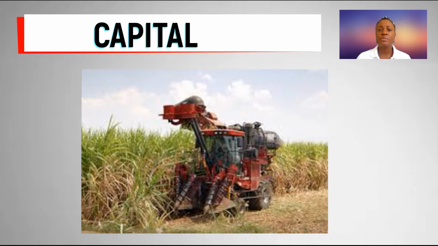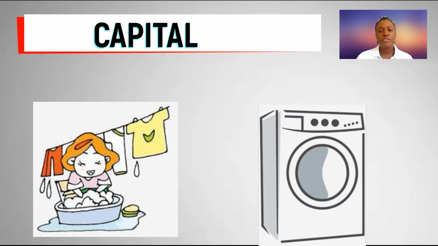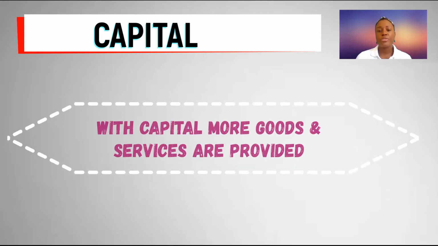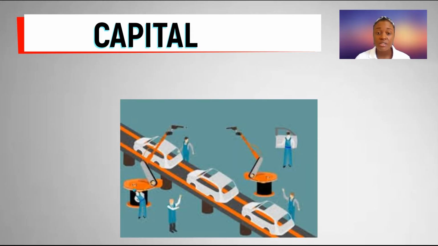Can you imagine if people still had to use their hands to wash their clothes? Oh my word, that would take so much work. But now we have washing machines. So there is no doubt that with the use of capital, more goods and services are provided. When you also think of how today people manufacture cars, highly automated, where they even use robots, that's so interesting.